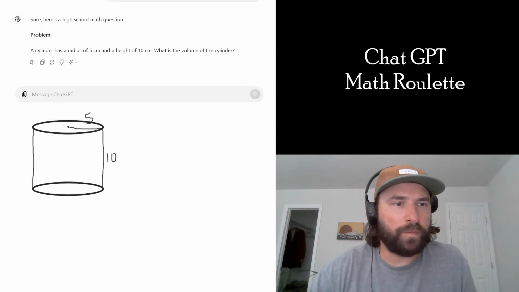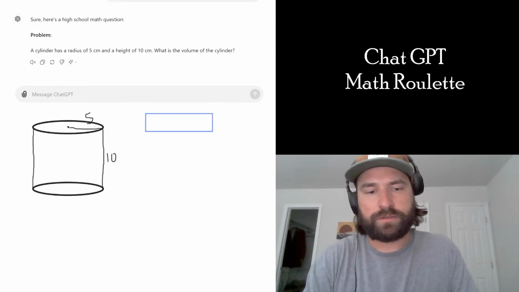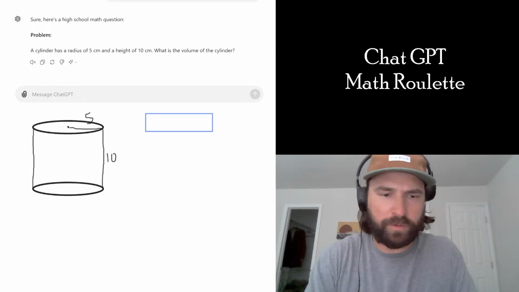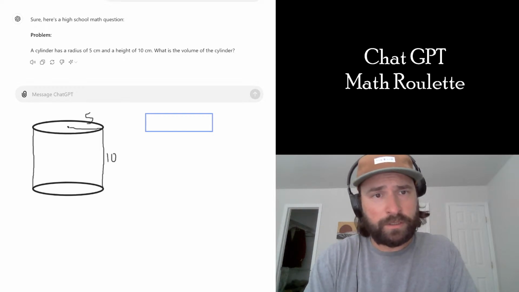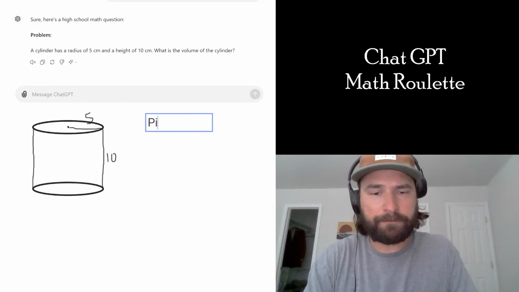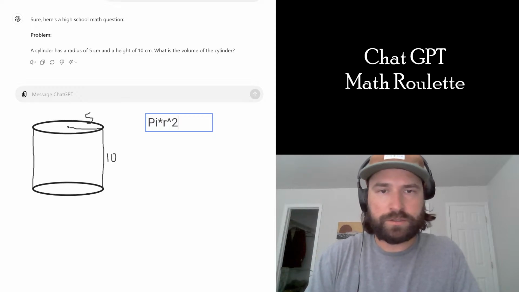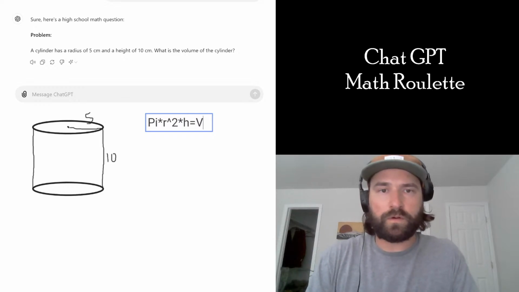And then we're going to need a formula for volume of a cylinder, which is the area of the base times the height. That's the formula for any prism. And a cylinder is a circular prism. So it's pi times r squared and then times the height equals volume.